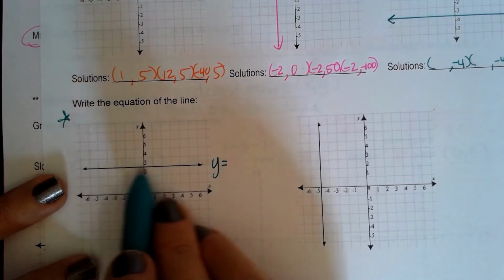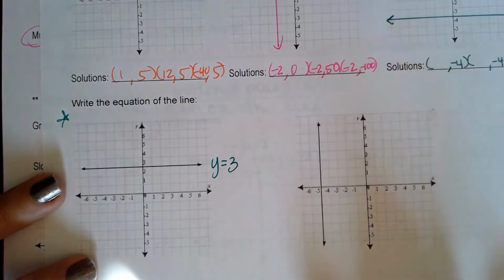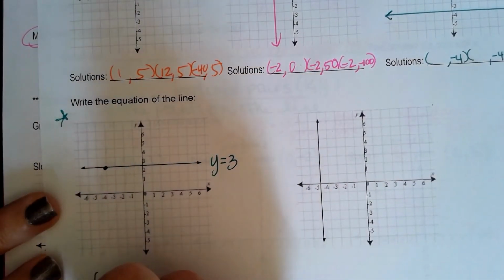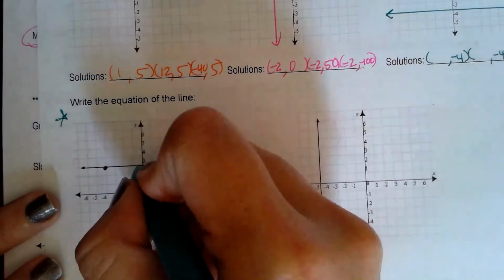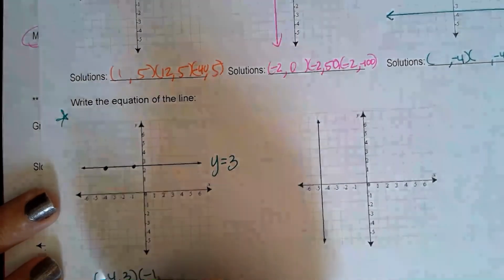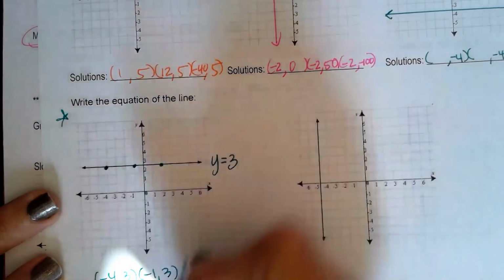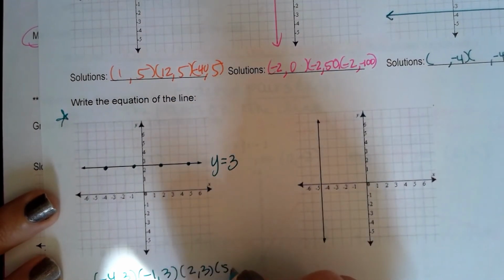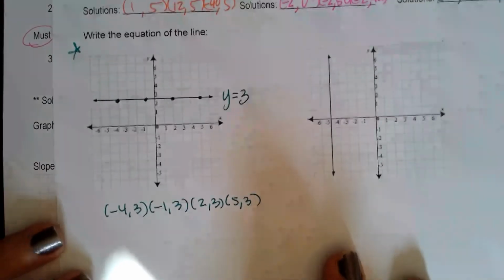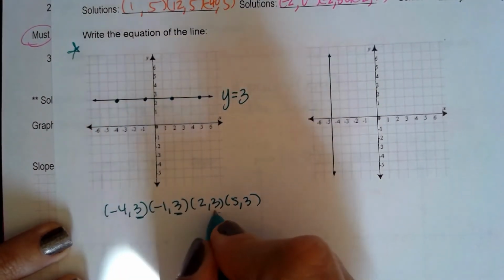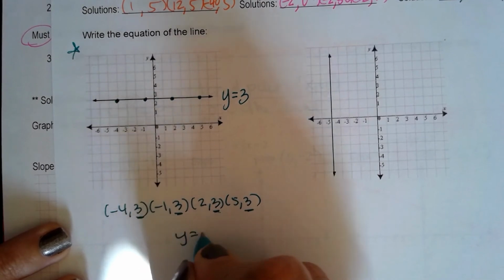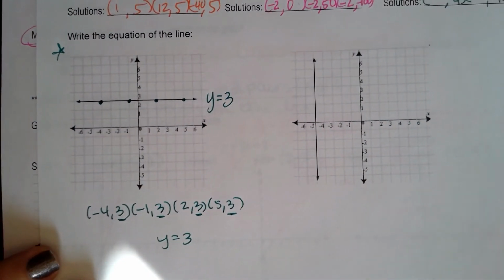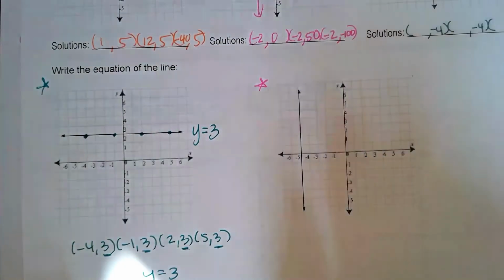And it's where all the y's are equal to 1, 2, 3. And if you're ever not sure, what you can also do is write the ordered pairs. That ordered pair was negative 4, 3. This ordered pair was negative 1, 3. This ordered pair was 2, 3. This ordered pair was 5, 3. And what do you notice about all of them? All of them, y equals 3. Okay? Okay, last one. You guys try that one.